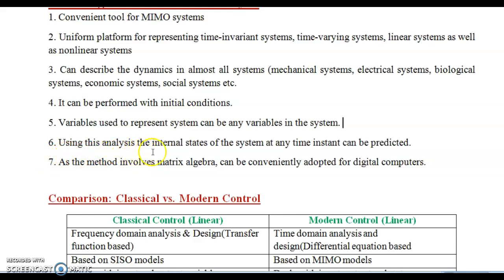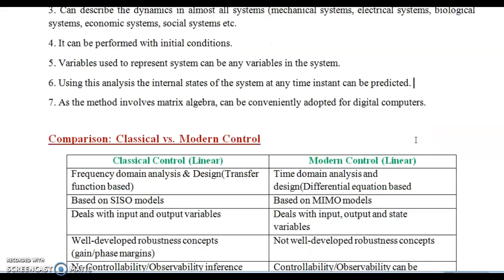The next advantage is that the internal state of the system can be predicted by using this method, and as the method involves matrix algebra, it is conveniently adapted for digital computers. In conventional control system analysis we are not using computer techniques, but in state variable analysis we are using matrix algebra. Hence it is adopted for digital computers also.